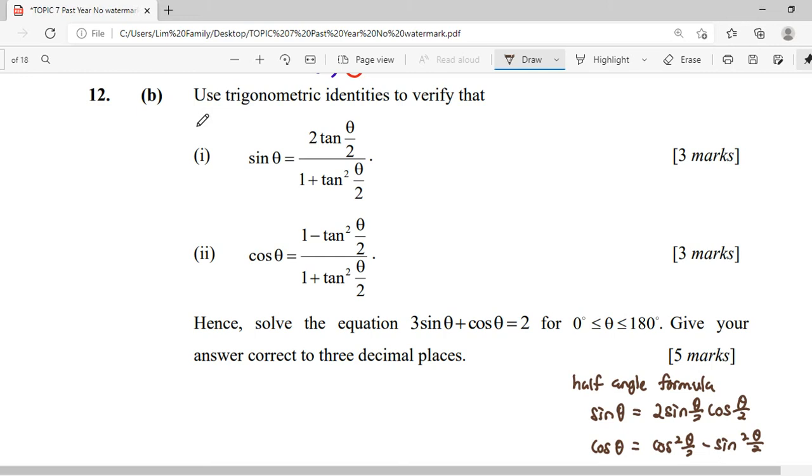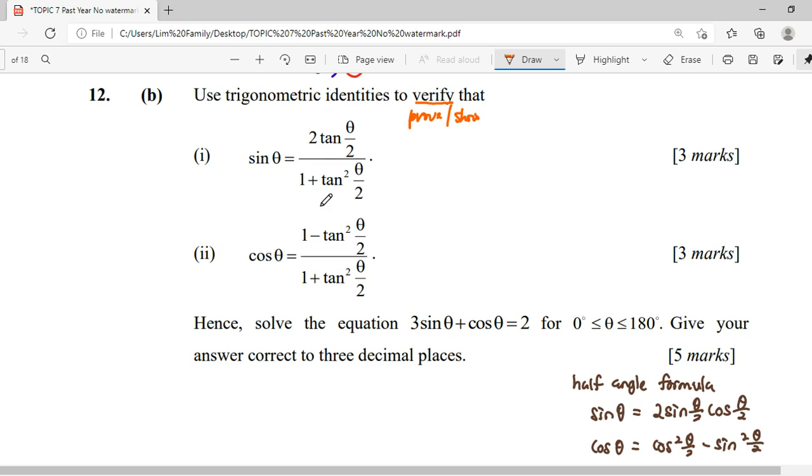So we go for question B. Use the trigonometric identities to verify. When you see the word verify, it means to prove that, to show that our sine theta can equal this, and then in the second part, our cos theta can equal this. So when we want to prove something, first we compare.